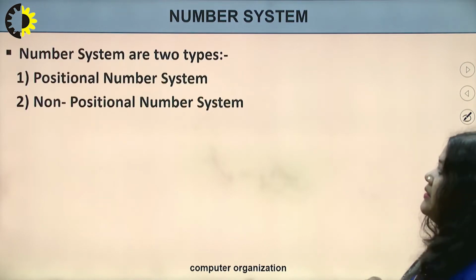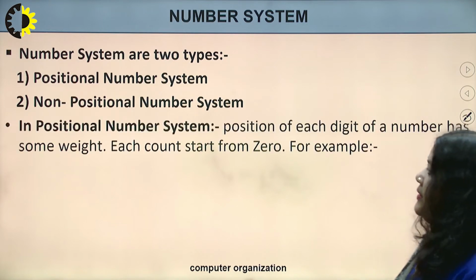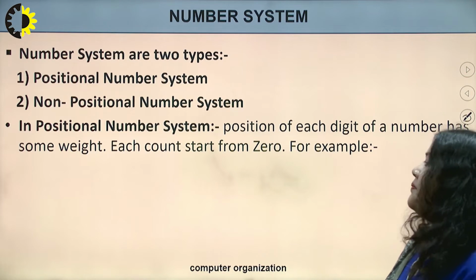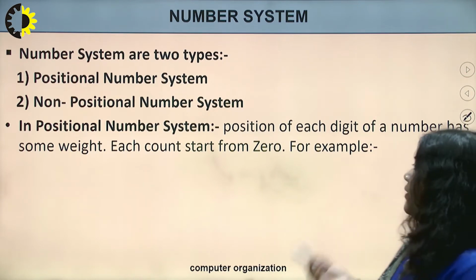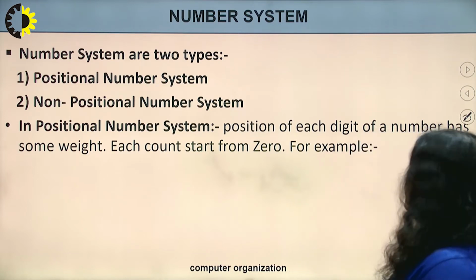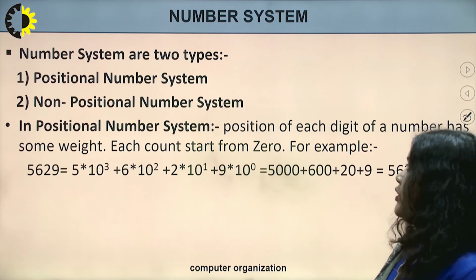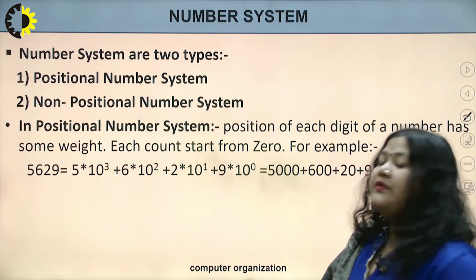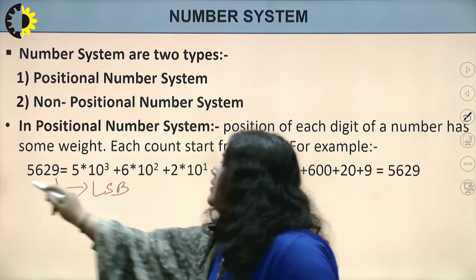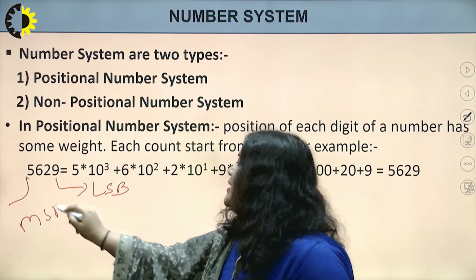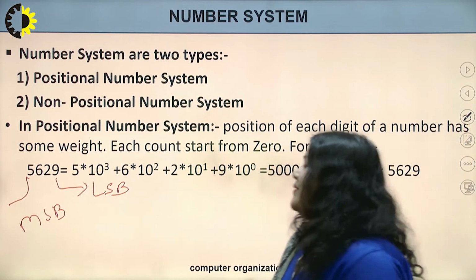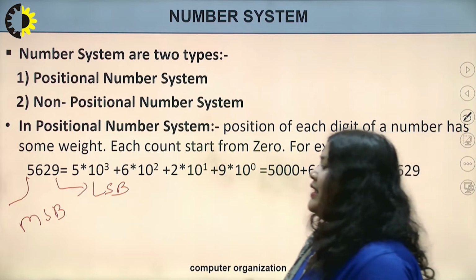Basically, number systems are of two types: first is positional, second is non-positional number system. Positional means each element has some weight, and the weight is counted starting from 0 for each bit. An example of a positional number is 5629. We start from the LSB, the least significant bit, and this side is the MSB, the most significant bit. So in the number 5629, the MSB digit is 5 and the LSB digit is 9.